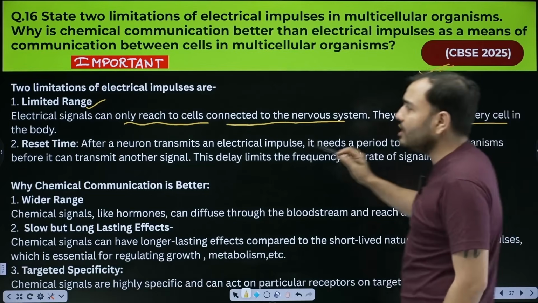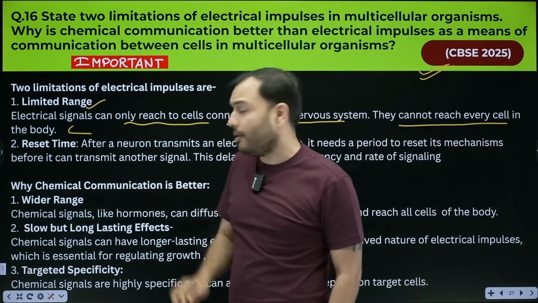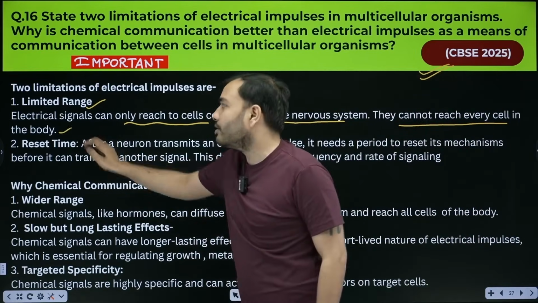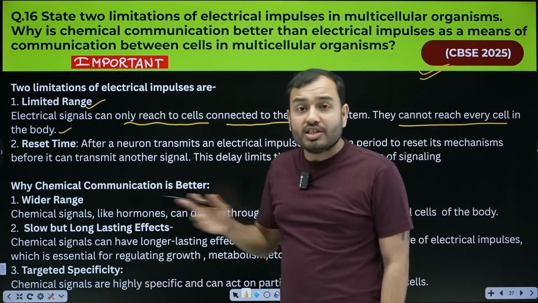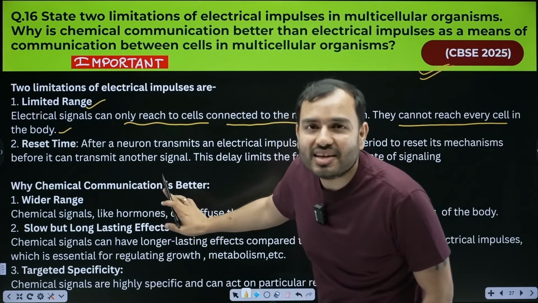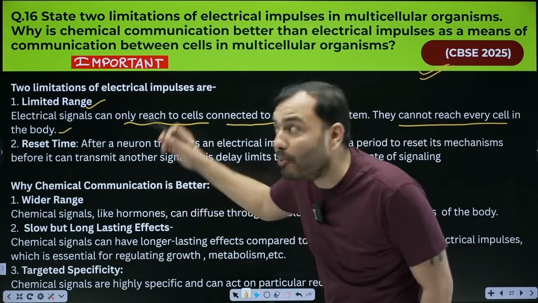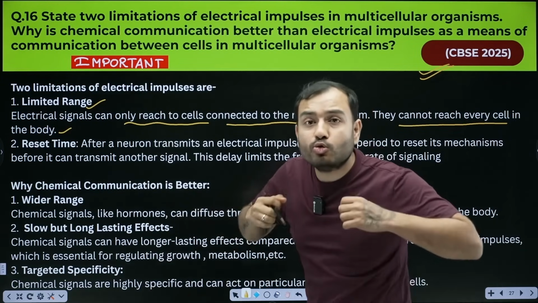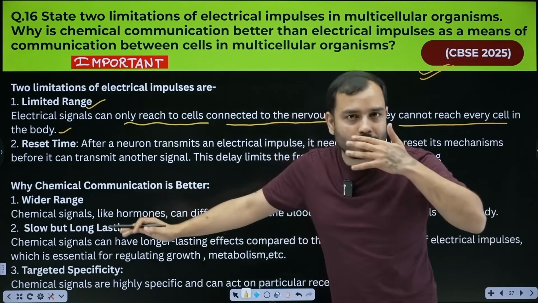They cannot reach every cell in the body. Whereas in the endocrine system, when chemicals are released, where do they go? They go into the blood. And through the blood, they reach all cells of the body.